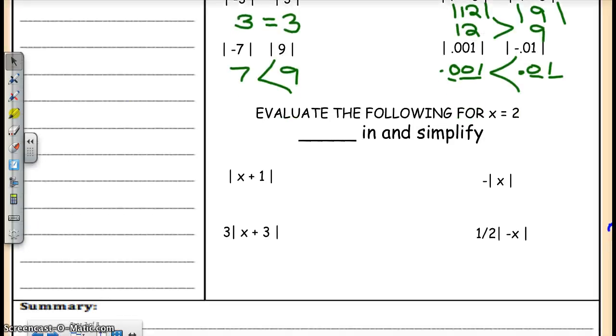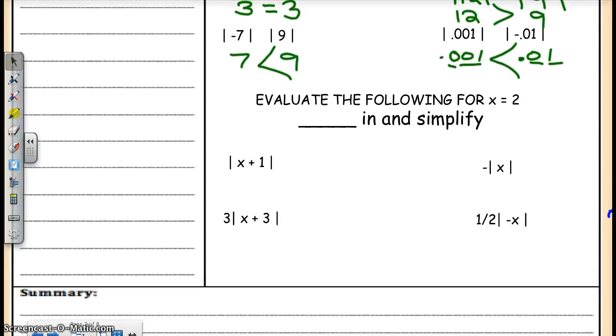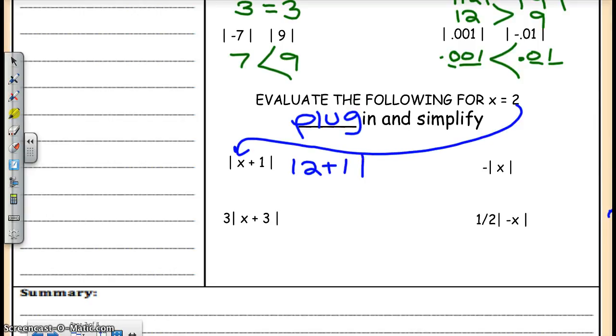The final concept we're going to do is evaluate for absolute values. Evaluate just means that you are plugging in and simplifying. So I'm going to evaluate for x is 2. Turns into the absolute value of 2 plus 1. The absolute value of 3. How far is 3 from 0? 3.